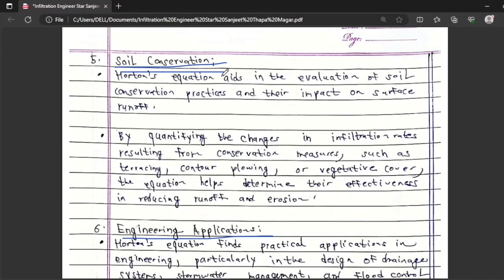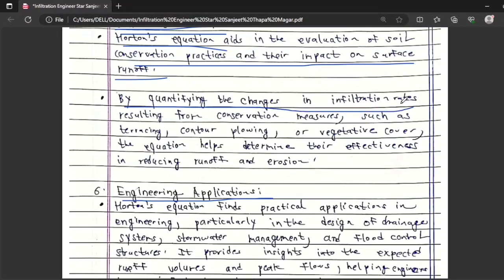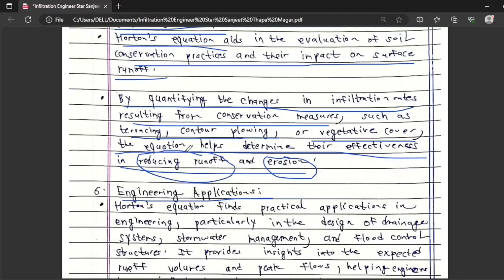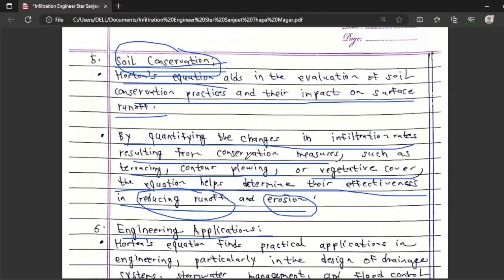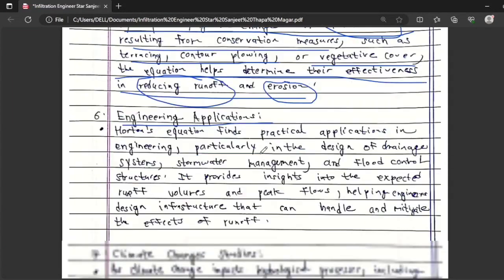Next is soil conservation. This Horton equation is also useful for soil conservation by reducing soil erosion. Horton's equation aids in evaluation of soil conservation practices and their impact on surface runoff. By quantifying the changes in infiltration rate resulting from conservation measures such as terracing, contour plowing, or vegetative cover, the equation helps determine the effectiveness in reducing runoff and erosion. It helps to reduce soil erosion, and it also helps to reduce runoff. By reducing this, soil will be conserved and infiltration will be more.